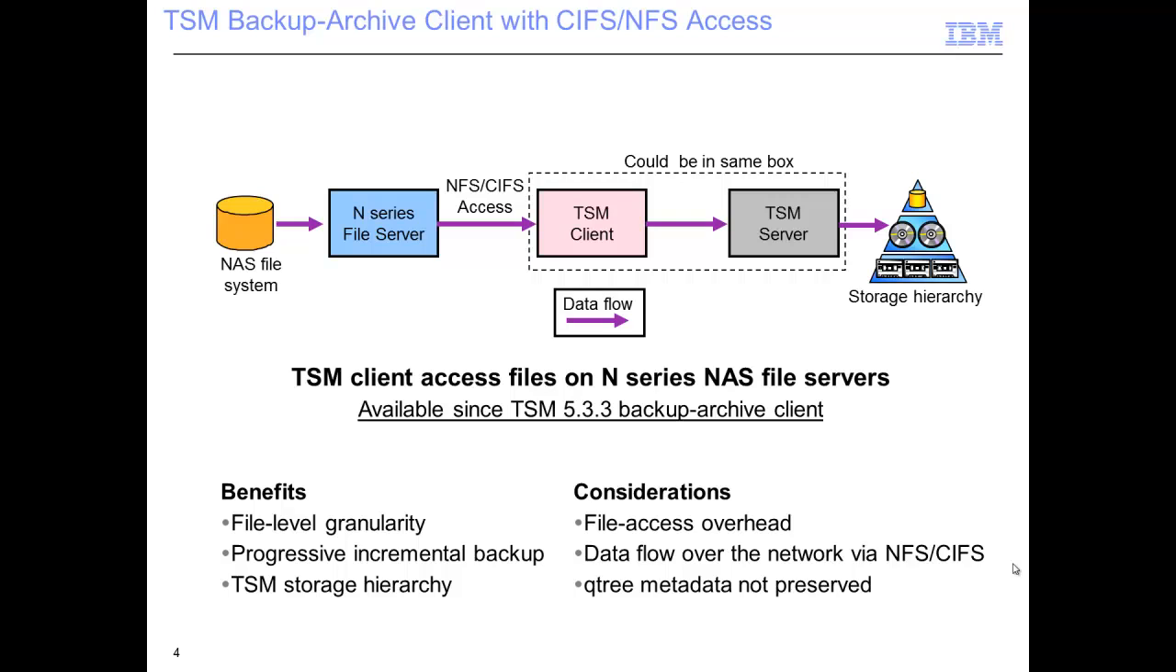You would be able to have file level granularity utilizing progressive incremental backups and going directly to the Tivoli Storage Manager server, either over the SAN or the WAN or LAN, backing up the data into our large number of supported devices. The downside of this, however, is the file access overhead to go through and scan the different file systems looking for changed files, and then sending those large amount of files across the network to the Tivoli Storage Manager.